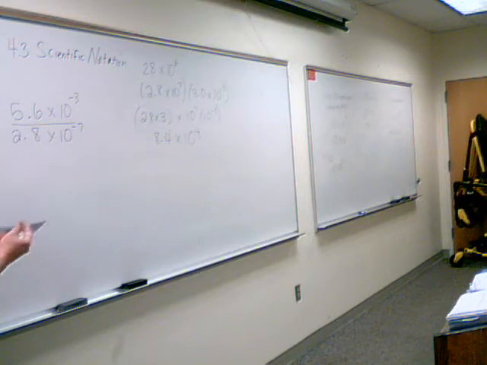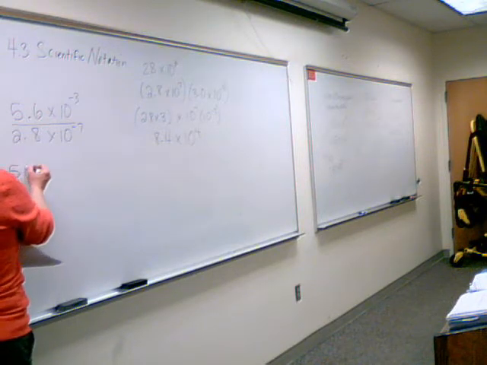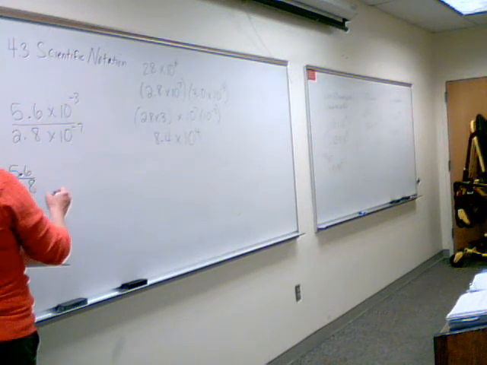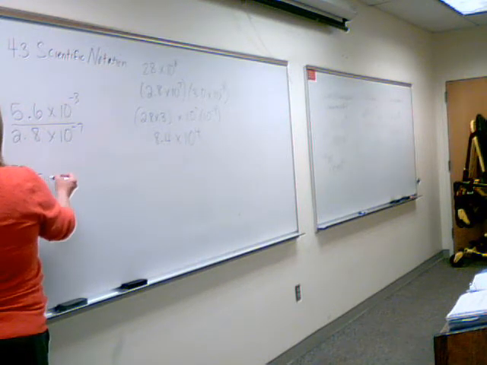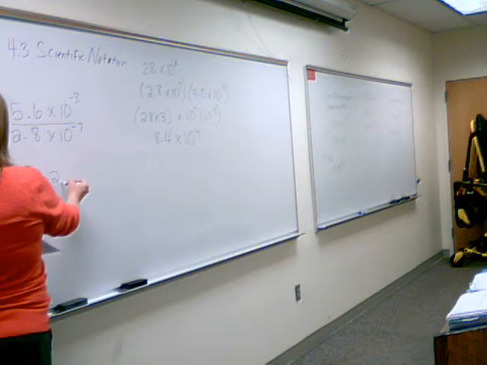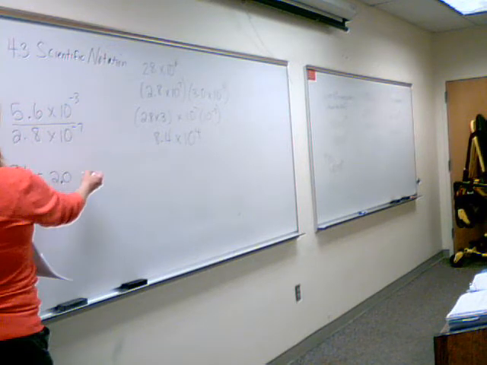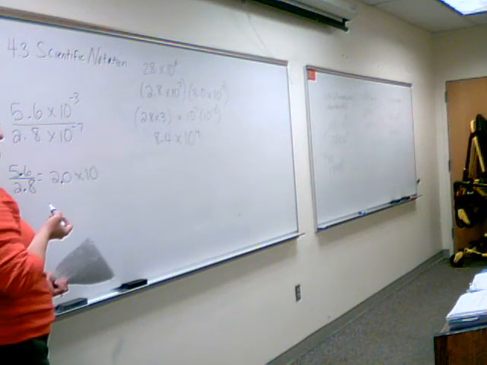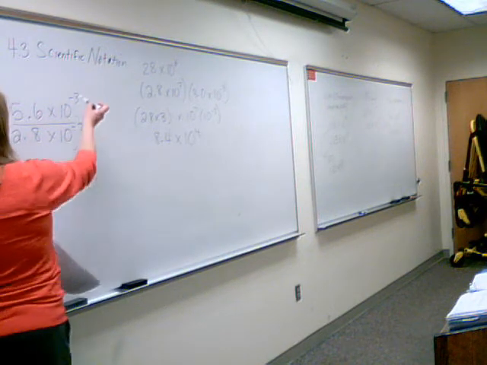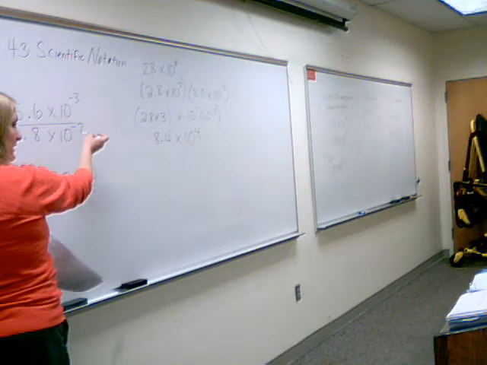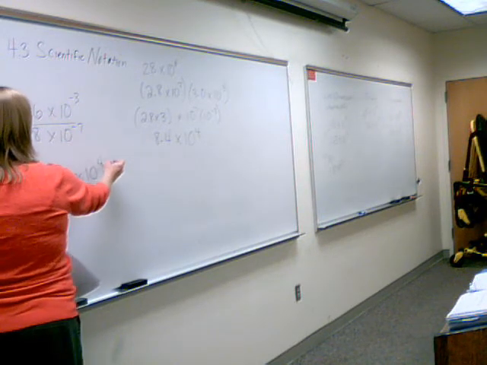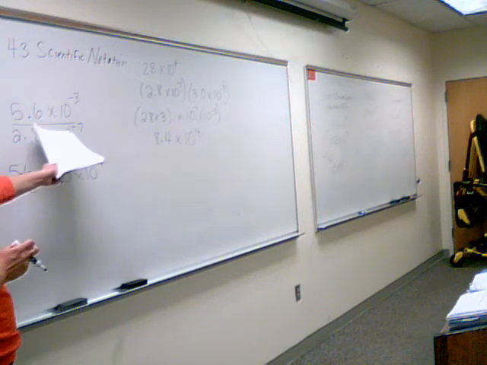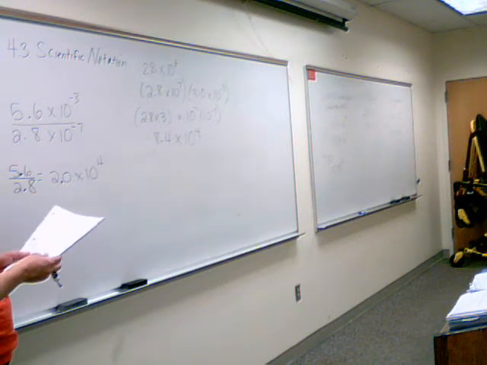Okay, in division it works the same way. You first divide the whole numbers. Well, I shouldn't say whole, you divide the numbers. And you get 2.0. Then what do I do with the exponents of the tens? You subtract them. So negative 3 minus a negative 7 would make that a positive 4.